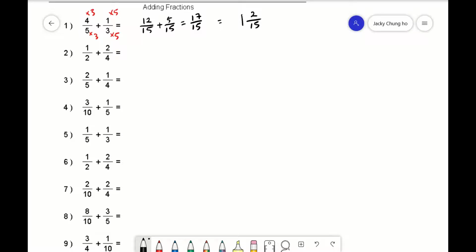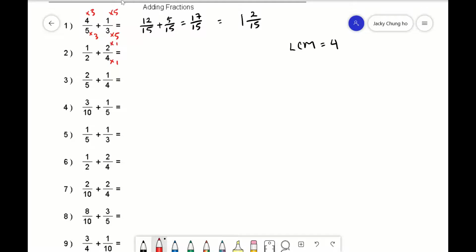Question number 2. I have 1 over 2 plus 2 over 4. In this case, again, find the LCM. Between 2 and 4, LCM has to be 4. Now, what that means is that the second fraction can remain as it is, or if I have to do something, it will be multiplied by 1.